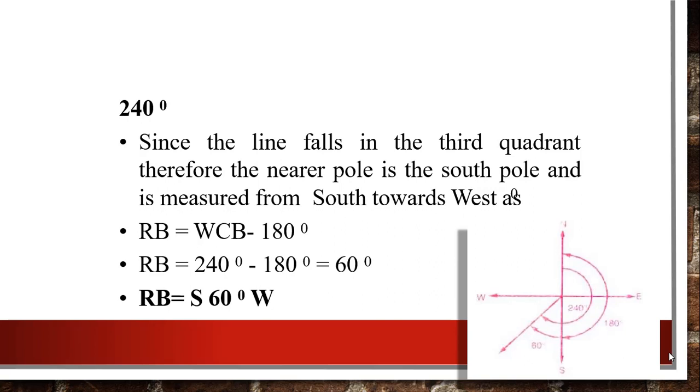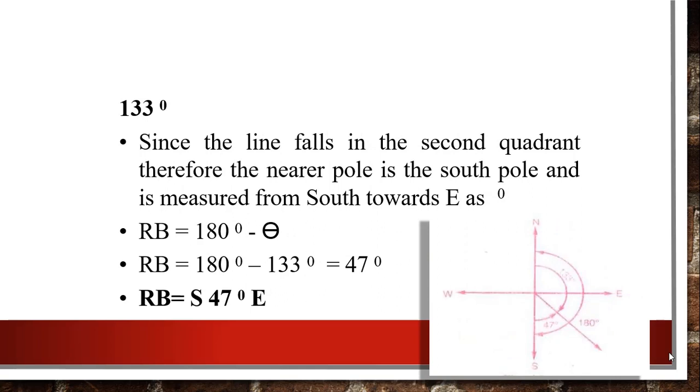The value obtained for the reduced bearing is south 60 degree west. Now, the third is 133 degree. Since the line falls in the second quadrant, the nearer pole is the south pole and the bearing is measured from south towards east. So, for getting the RB value, you have to deduct 133 degree from 180 degree and you will get the reduced bearing, that is south 47 degree east, which lies in the second quadrant.